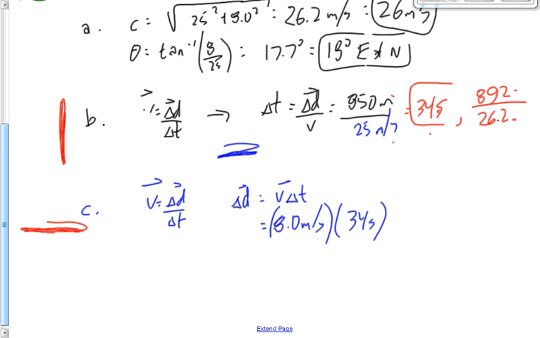Does that make sense? I don't know what that works out to be, guys. 8 times 34. 272 meters, thank you, which technically we should round to 2 digits. 2.7 times 10 to the 2 meters to the east, right?